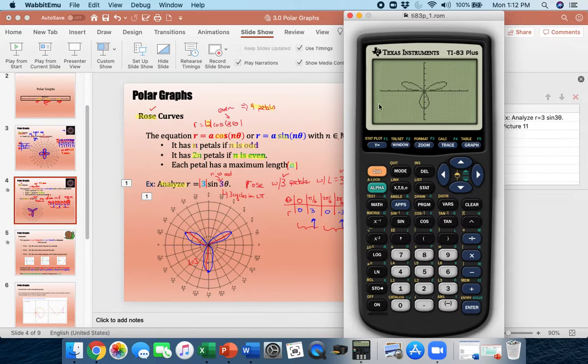I'm going to put in the other one. What's the other one that we had? The other one was 2 cosine 2 theta. Notice the 2 is even. We already know we're going to get 4 petals, but watch the 4 petals be traced, right? You see that? It took all of 2 pi to get me the entire graph.